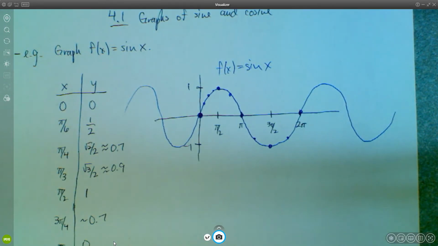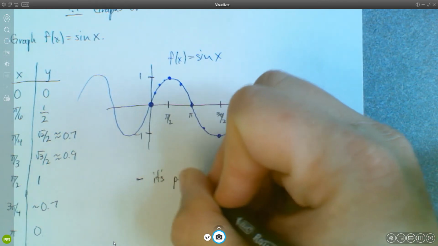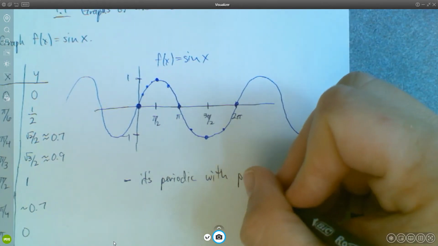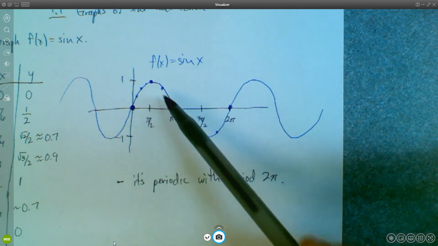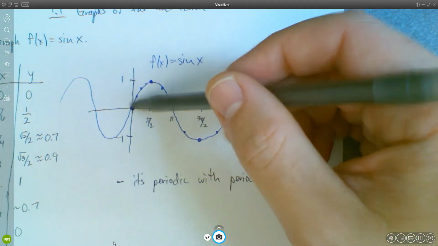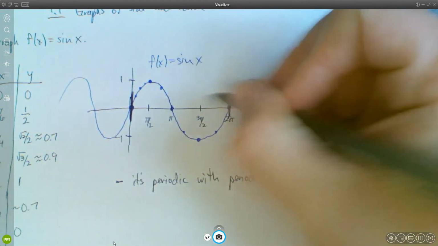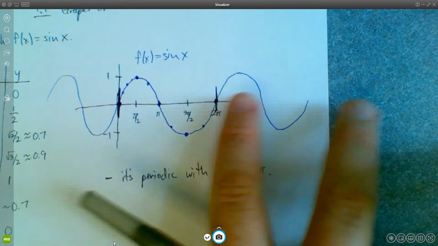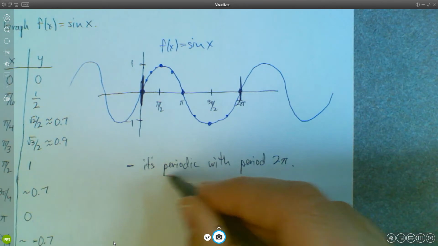Okay, so a couple things to point out about this graph. First of all, it's periodic with period 2 pi. What that means is that this function just repeats over and over and over again, and the chunk that repeats is 1 period. So in this case, 1 period is 2 pi units long, because that's one segment of the graph, and then it's just copies of that forever and ever in both directions. Okay, so it's periodic with period 2 pi.